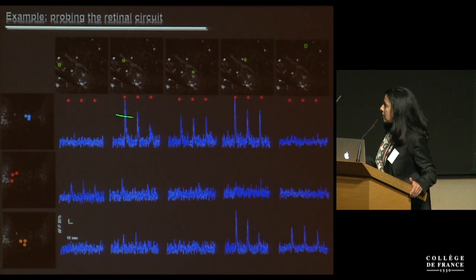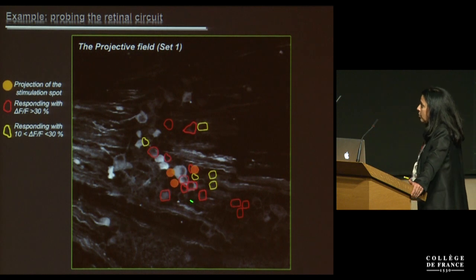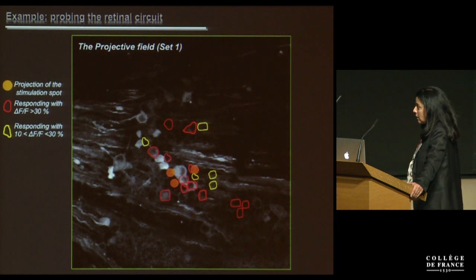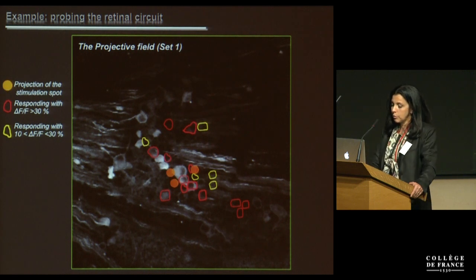And so based on that, now you can do a sort of projective field, so that you project a certain stimulation pattern, here indicated in orange, and then you analyze the response of all the ganglion cells that are in your field of view. And here what they did was to select in red all the cells that responded with a delta F over F greater than 30%, and then cells with a response less than 10%, and the others are the non-responding cells. And so in this way you can say, okay, those cells are really responding to this kind of pattern, and now you can keep on changing the pattern.